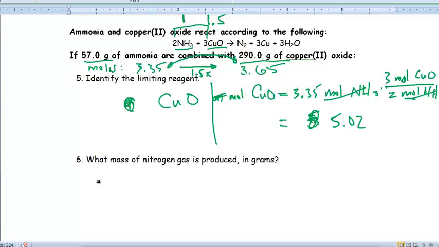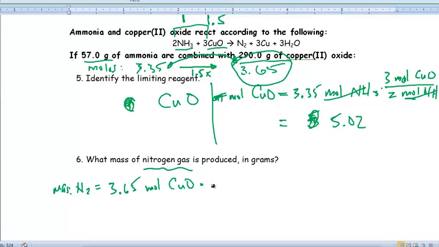And so once you know that, if you want to figure out the mass of nitrogen gas that could be made from these two amounts of starting reactants, then you would just say, mass of nitrogen equals, we're going to use the amount of material from the limiting reagent, so that's 3.65 moles of copper 2 oxide. Now I'm not going to do the mass to moles conversion because it's already in moles, right?